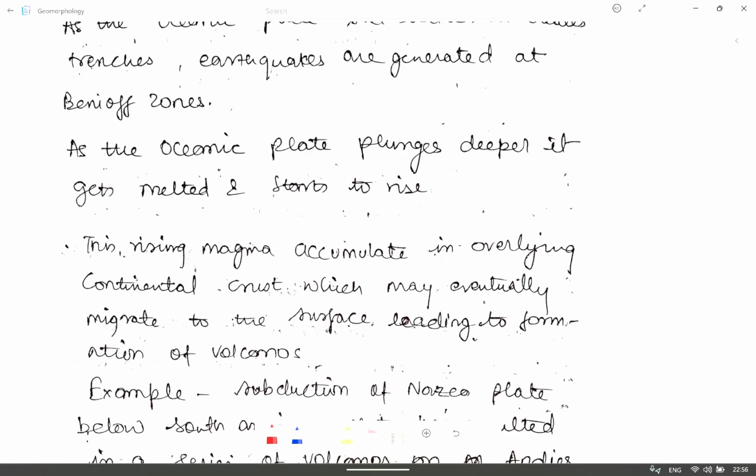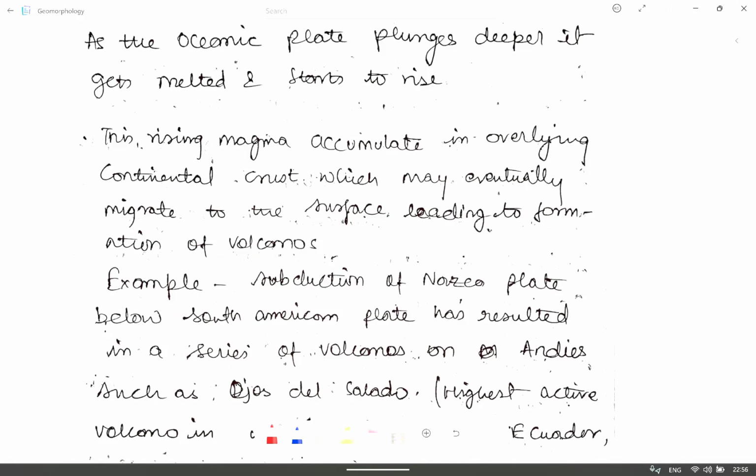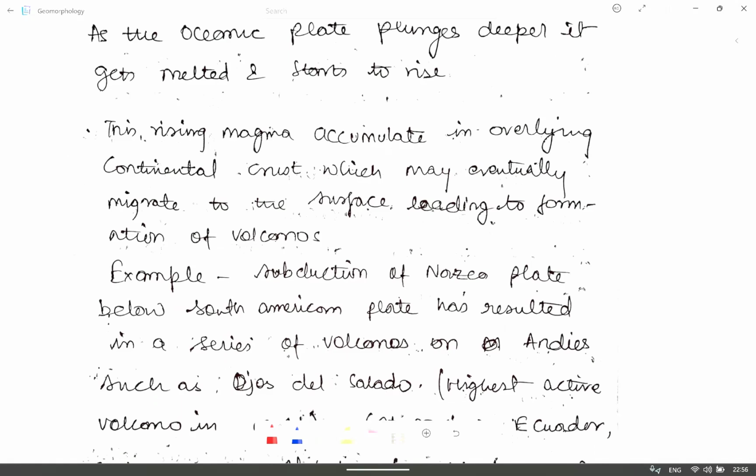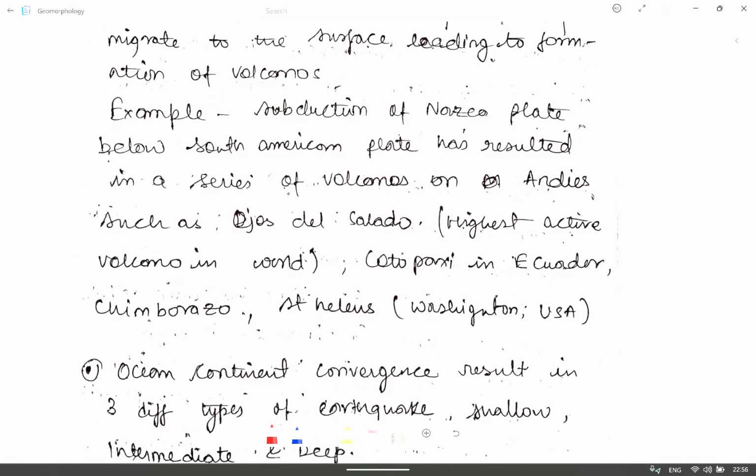As the oceanic plate plunges deeper, यह melt होगा and then it will start to rise. The rising magma, it will accumulate in the continental crust, which will eventually migrate to the surface, जिससे volcanoes का formation होगा. Subduction of Nazca plate below the South American, it has resulted into the formation of volcanoes, जिसको Andes volcanoes बोलते हैं. Such as Ojos del Salado, it is the highest active volcano in the world.